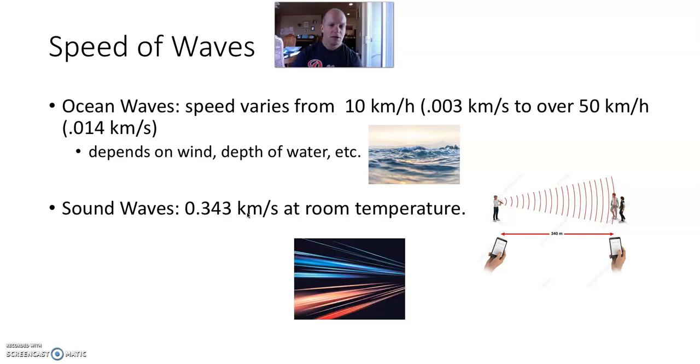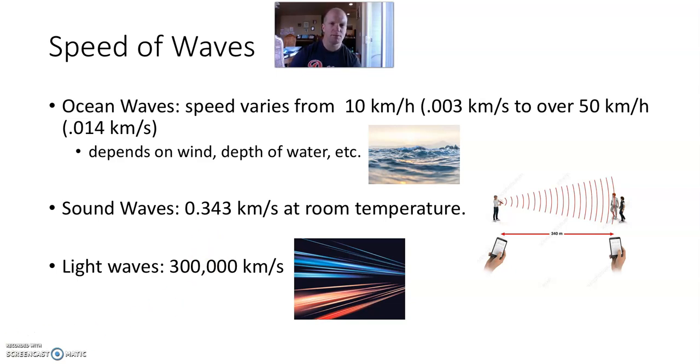Okay. All right, next one is light. Light waves travel at a speed of 300,000 kilometers per second. That's why I put all of these different speeds in kilometers per second, because to compare it to light, there's no comparison, right? Light is way faster. It travels at a very high speed.